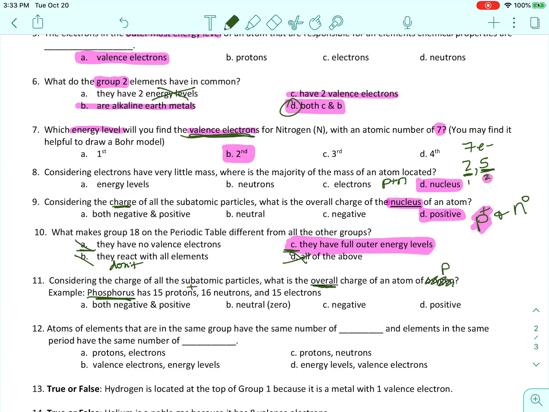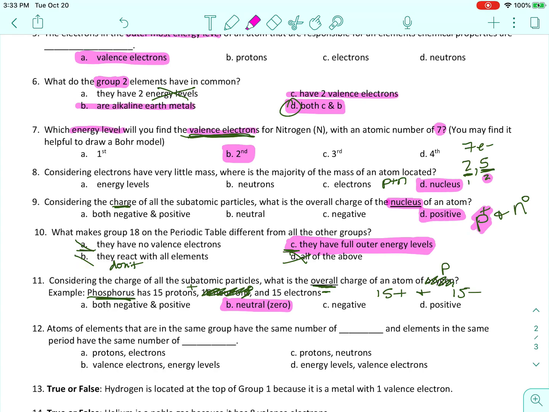So remember, protons are positive, neutrons are neutral, and electrons are negative. Because we're looking at the charge of something, we can ignore the neutrons since they don't have a charge. So we have 15 positive protons and 15 negative electrons. If you combine 15 positives and 15 negatives, then they will cancel each other out. And if they cancel out, that means the overall charge is going to be neutral or 0. 15 minus 15 is 0.